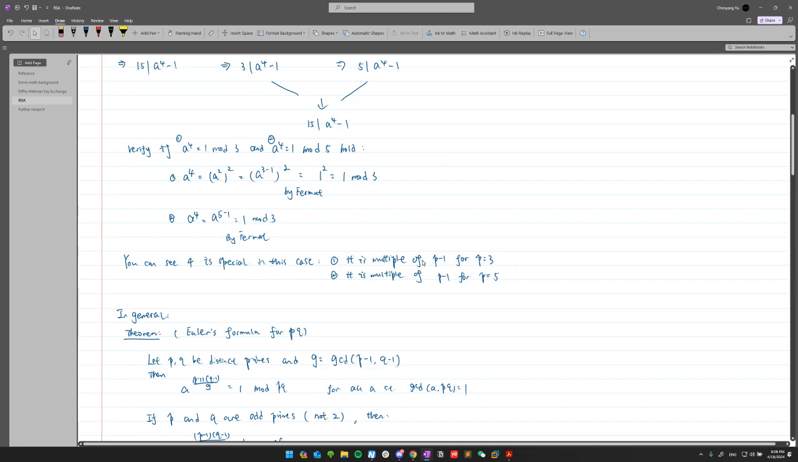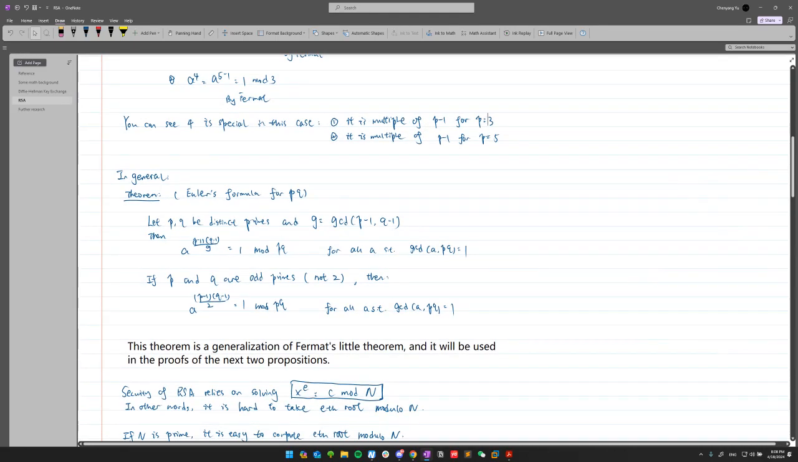This is true if you can prove that the thing is a multiple of p minus 1 for one decomposition and then the other, right? So you can combine the information and prove the original statement. So in general, you will have this big Euler formula for P times Q.